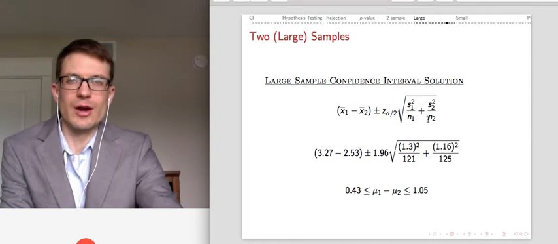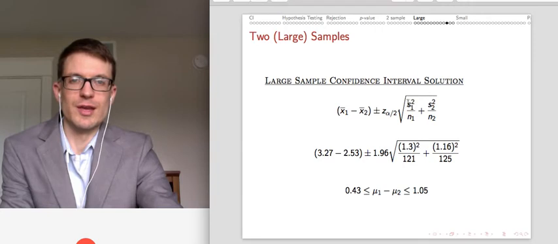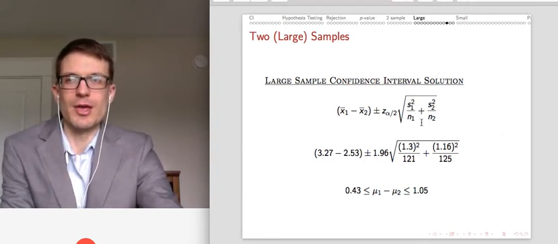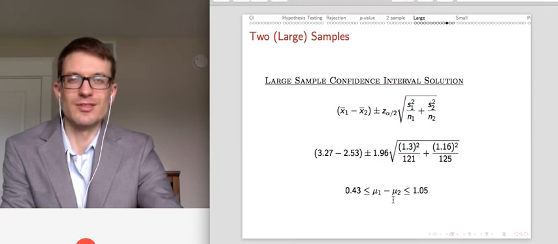All right, well, here's our large sample confidence interval. We're going to use the sample standard deviations, or sample variances here, as the population variances are unknown. Essentially we're just going to plug in the values that we do have, and that lets us build our 95% confidence interval, which stretches from at the low end of 0.43 up to 1.05 at the high end. And we know that 95% of similarly constructed confidence intervals is going to contain the true difference of population means.